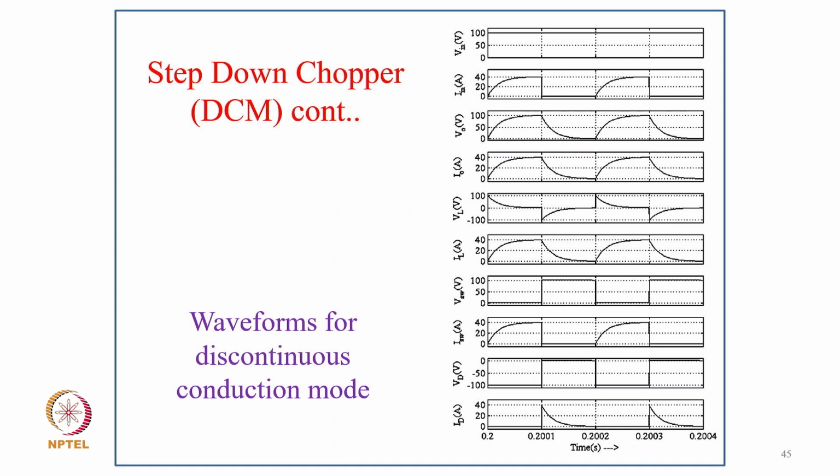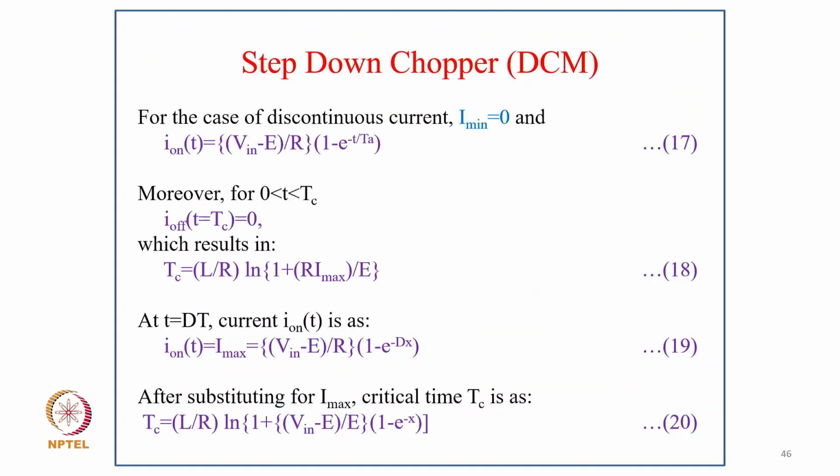Now coming to the step down chopper for discontinuous current, as you can see in the waveform. When your duty cycle is low, and inductance is also low, and back EMF is high, then you have a discontinuous current. Clearly you can see in the load current it touches 0, because the back EMF counters the voltage. So now coming to the analysis in DCM mode.